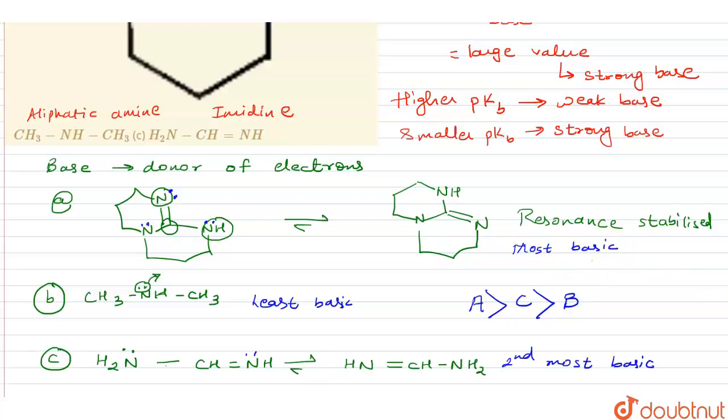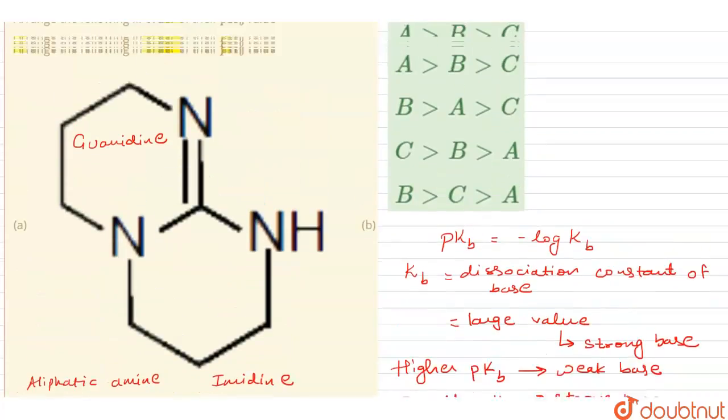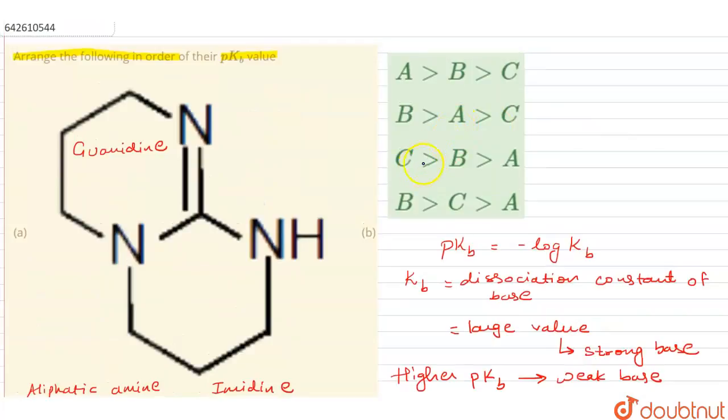So definitely we were discussing the donation of the lone pair of electrons, but this aspect needs to be looked into, wherein the availability of the lone pair from how many nitrogen atoms is possible also needs to be taken into consideration, and we have already discussed that point. Now coming back to which option is going to be correct, B would be having the largest pKb value, isn't it?